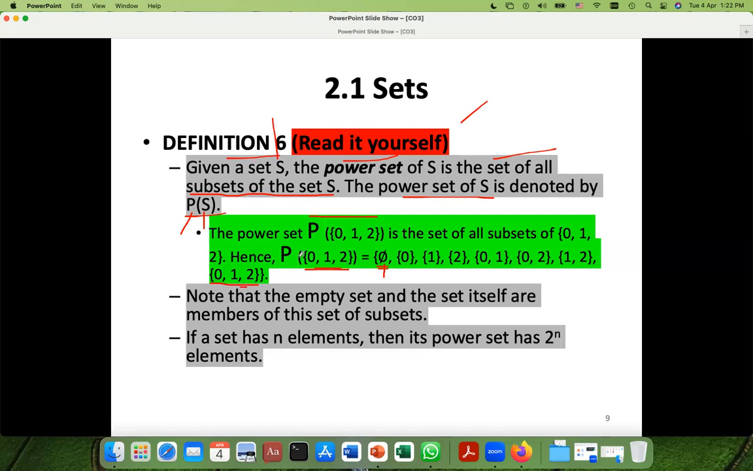Now, what is the other one? Okay, 0 and then 1, then 2 individually, and then make 0 with 1, 0 with 2, 1 with 2, and the whole. And all these things are written here. We change the order. Order doesn't matter.